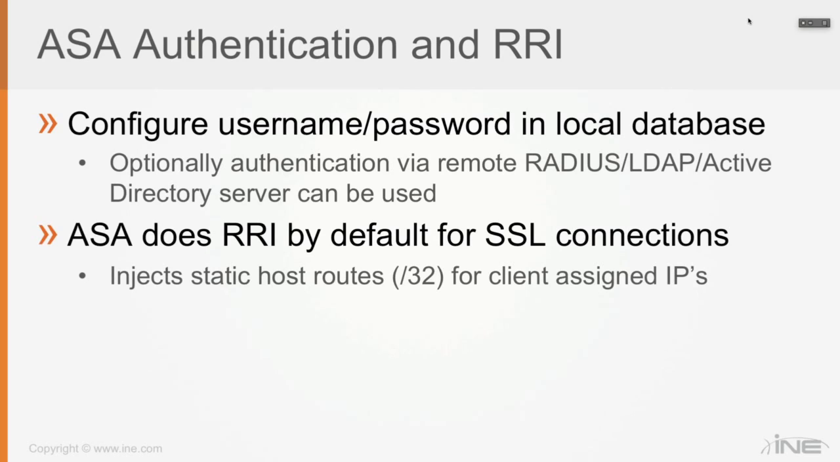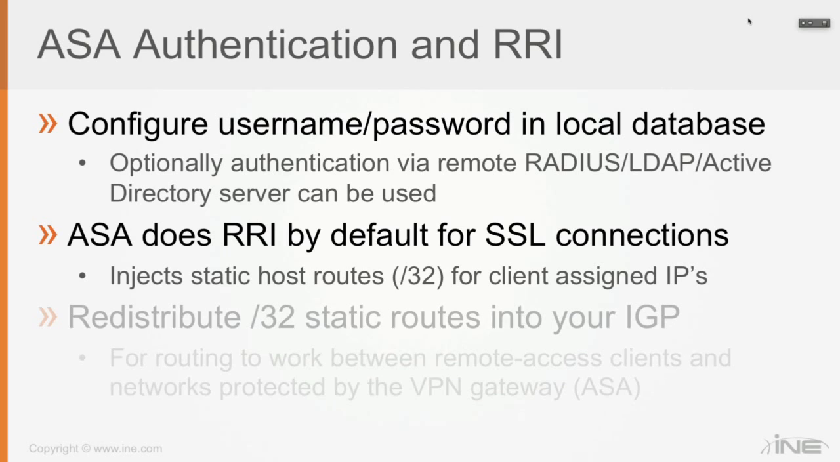Now, the ASA does RRI, reverse route injection, by default for SSL connections, which means that once the ASA has assigned to an AnyConnect client session an IP address of 10.10.10.10, for example, it is going to automatically install a static route as a host route, a /32, for that assigned address. So in the use case that I showed you before, once the tunnel is up, the ASA is going to automatically inject a 10.10.10.10/32 static route in its routing table.